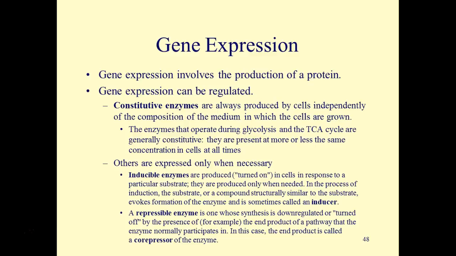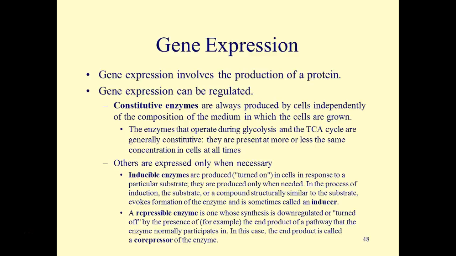Constitutive enzymes are enzymes that are always produced by cells independently of the composition of the medium in which the cells are grown. So constitutive enzymes are on all the time, and the gene to make a constitutive enzyme is called a constitutive gene. An example of this would be the enzymes that operate during glycolysis and the tricarboxylic acid cycle, or the Krebs cycle. These are generally constitutive enzymes. They're present at more or less the same concentration in cells at all times. So the genes that code for these proteins are always turned on. There is no regulatory mechanism that shuts them off.